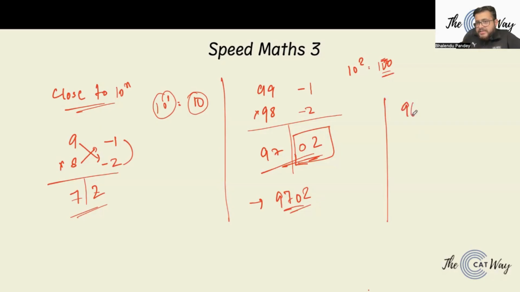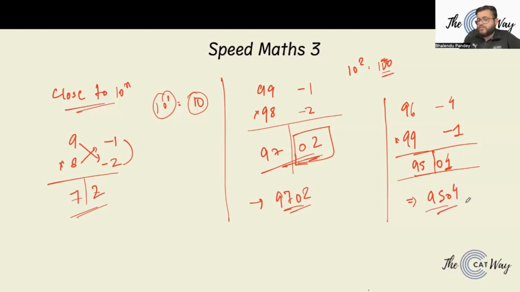What do we have? 96 into let's say 99. 96 into 99 we have to do. 100 के close है. 96 is minus 4, 99 is minus 1. Correct? What do you get? Minus 4 into minus 1 gives you a 4. 96 minus 1, 99 minus 4 both give you a 95. So you have a 95 over here, 4 over here. But there are two zeros in 100, the nearest 10 power. So you need two digits over here. You add a digit over here, right? So your final answer is going to look like 9504.